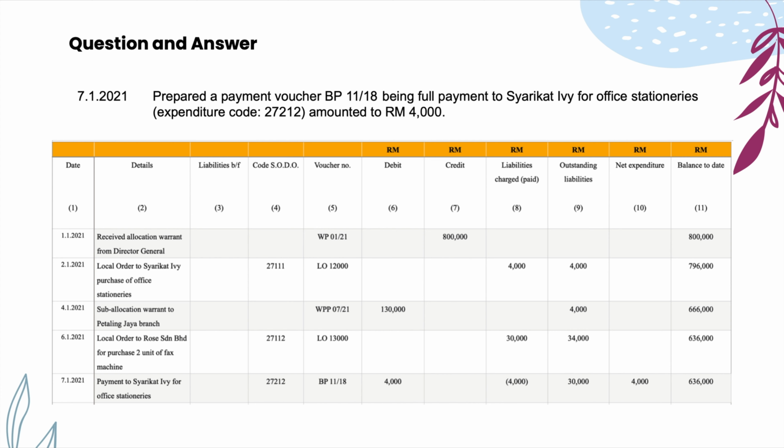And then the outstanding liability will be reduced and the net expenditure column also will be affected. And if you notice, the balance to date is not affected, because in the first step, we recorded the full amount of the liabilities, which means we have already reduced the budget for the liabilities. So if we reduce the balance to date again, there will be a double reduction to the budget for the same transaction. That's why we will not reduce the balance to date when the liability is paid.